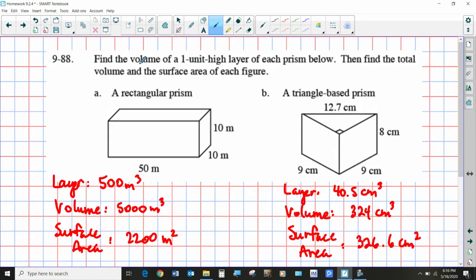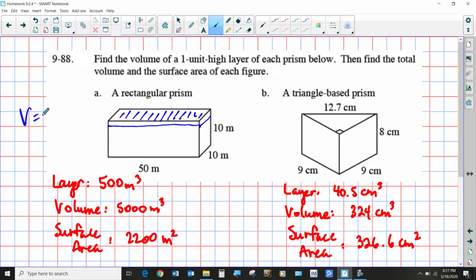All right, so now let's put that into practice. Find the volume of a 1-unit high layer of each prism, then find the total. Okay, so for this one, which one do you want to have be the base? Do you want the 10 by 10 to be the base, or should we have the 50 by 10 be the base? So I think it's probably just easiest if you have the base be the top and the bottom. So this is the base, and the dimensions of this base are 50 by 10. So if we just take this one layer off of that base, there would be a total of 500 cubic meters in that one layer. And how many total layers are there? There's a total of 10 of them because that's the height.